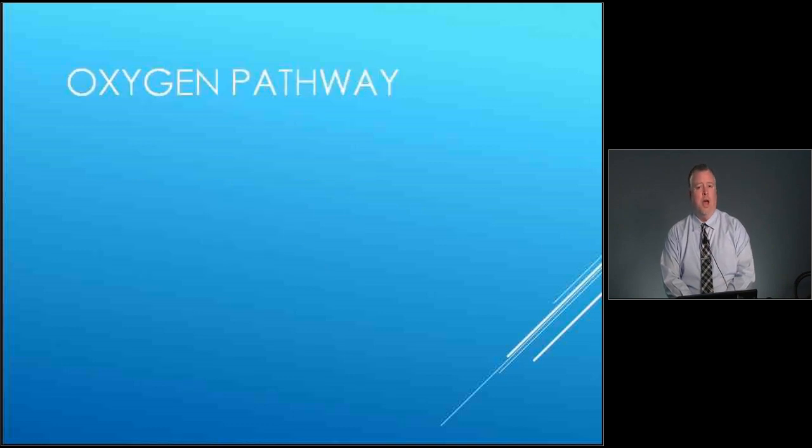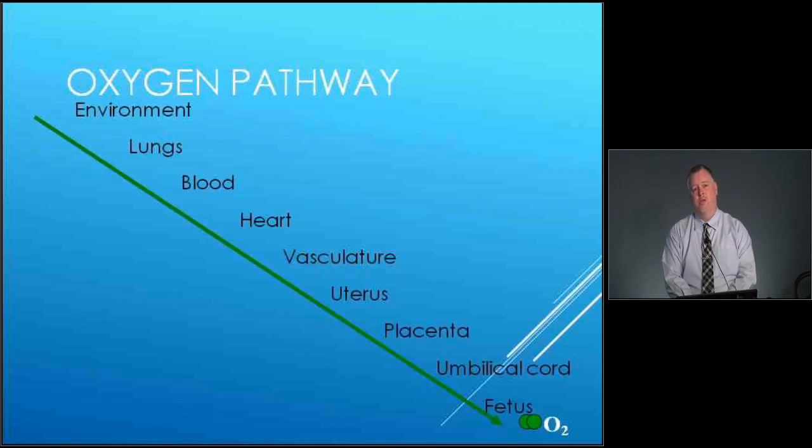So we'll start with a look at the oxygen pathway. And remember, this is the pathway that oxygen molecules must take in order to reach the fetus. So we start with the environment, and we go through the mom's lungs, her blood, her heart, her vasculature, her uterus, the placenta, through the umbilical cord, and finally to the fetus. And each little oxygen molecule that goes to the fetus has to go through every step in that oxygen pathway in order to be successful. And so any disruption anywhere in that pathway will cause an alteration in oxygen delivery to the fetus.